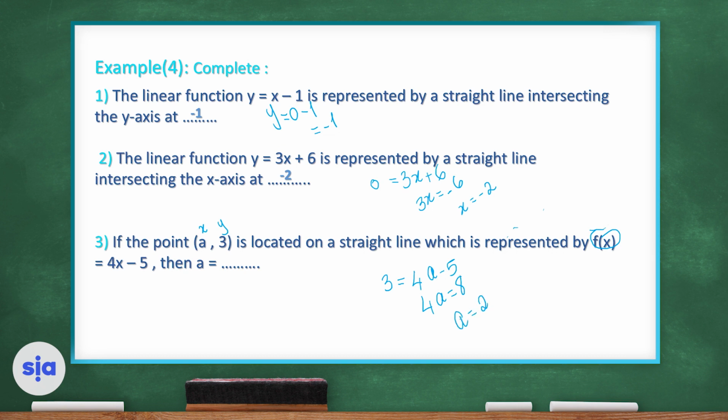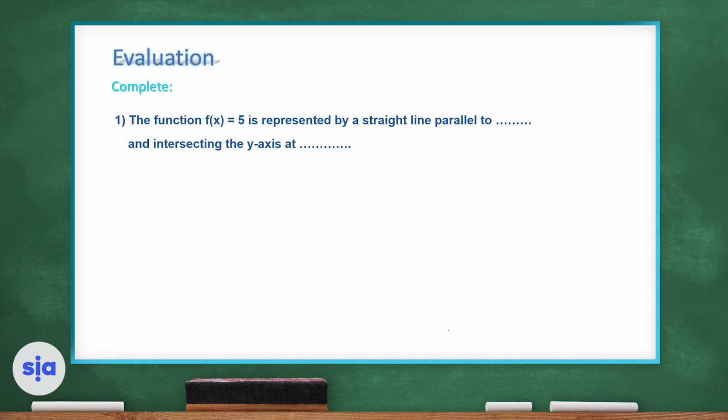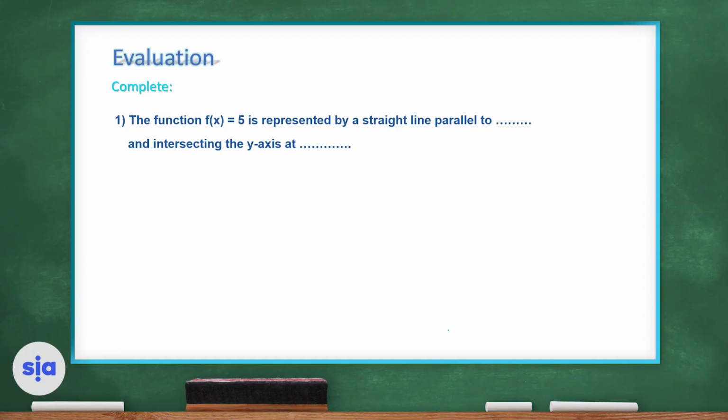If you have the ordered pair and the equation or the function, you need to replace each x by the value of x in the ordered pair, and each y or f of x by the value of y in the ordered pair. So in this case, a equals 2. Again, in the evaluation, as I always tell you, pause the video, answer, then play the video again to check your answer. So here, the question is asking us to complete.